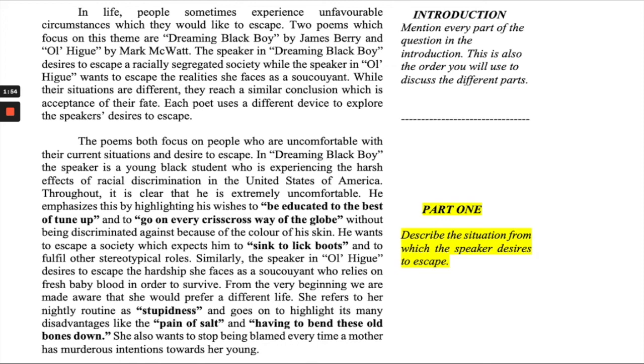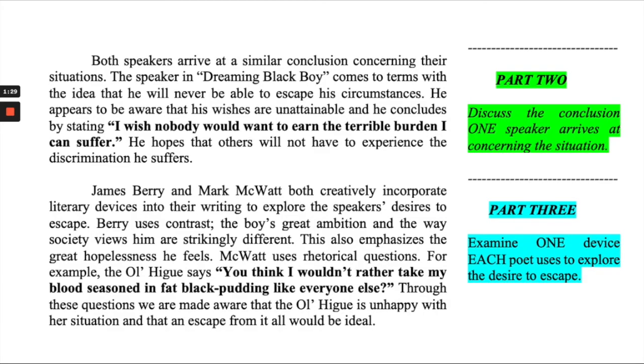From the very beginning, we are made aware that she would prefer a different life. She refers to her nightly routine as stupidness and goes on to highlight its many disadvantages, like the pain of assault and having to bend these old bones down. She also wants to stop being blamed every time a mother has murderous intentions towards her young. We move on to the second part.